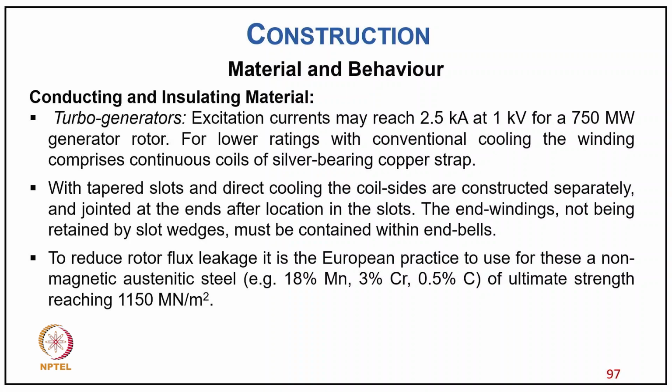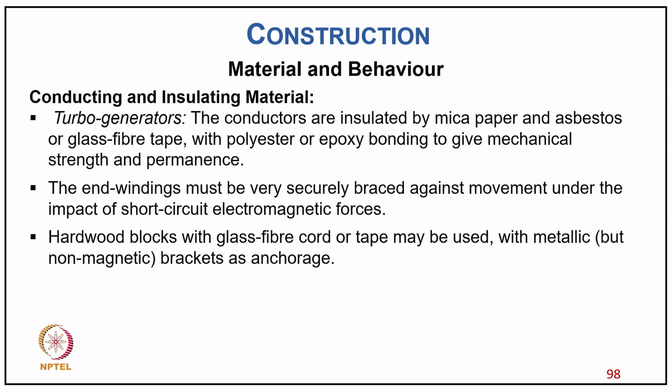To reduce the rotor flux leakage, it is European practice to use non-magnetic austenitic steel, that is 18% manganese, 3% chromium and 0.5% carbon, of ultimate strength reaching 1150 meganewton per meter square.